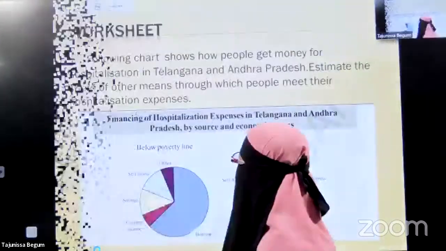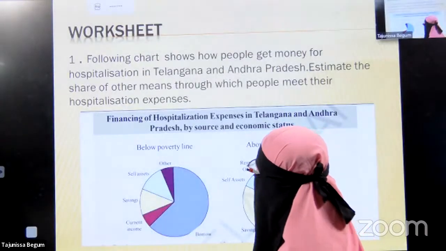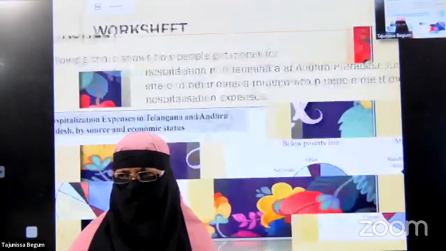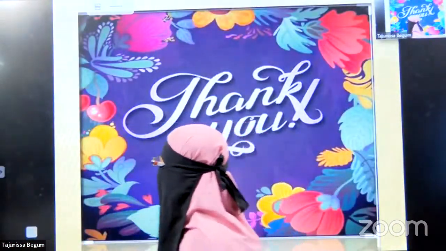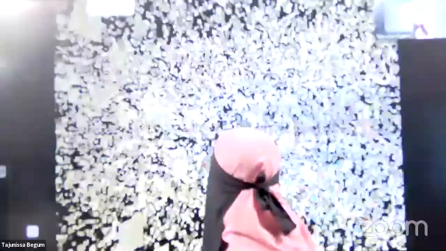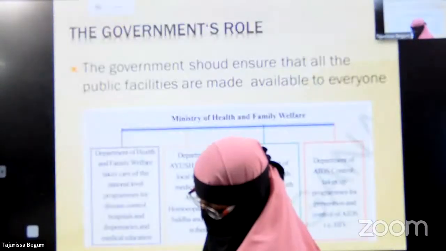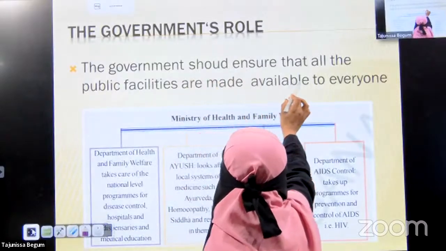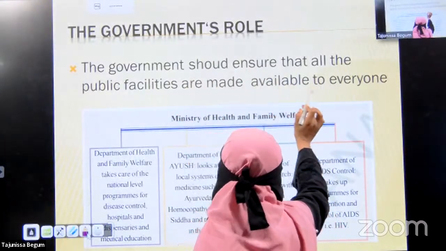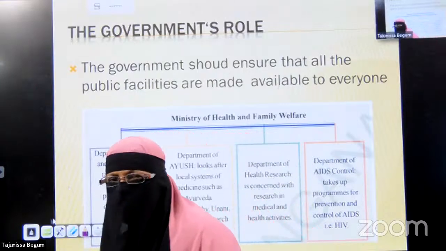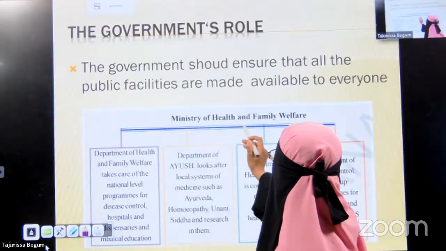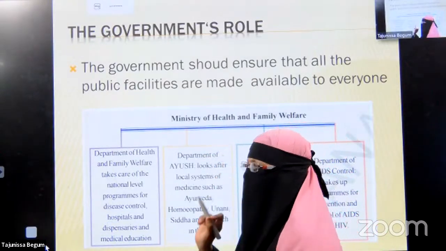Next we'll see about the Ministry of Health and Family Welfare. What is this Ministry of Health and Family Welfare? The government's role: the government should ensure that all the public facilities are made available to everybody. It is the responsibility of the government that all the health facilities are given to all the people. What will the Ministry of Health do?